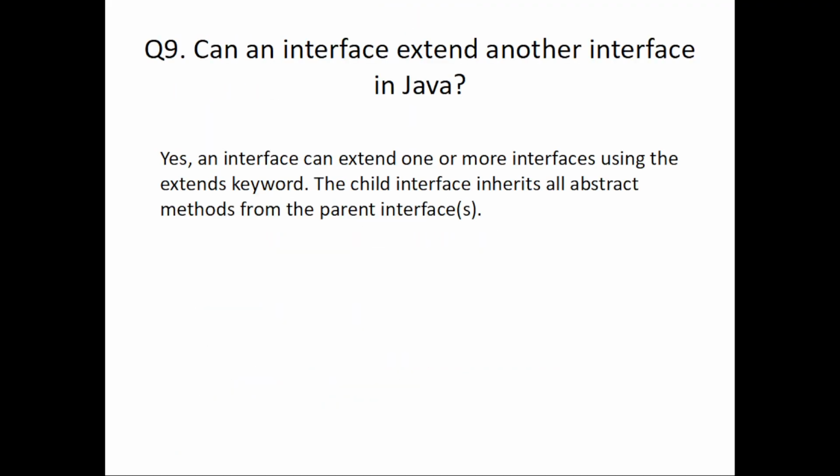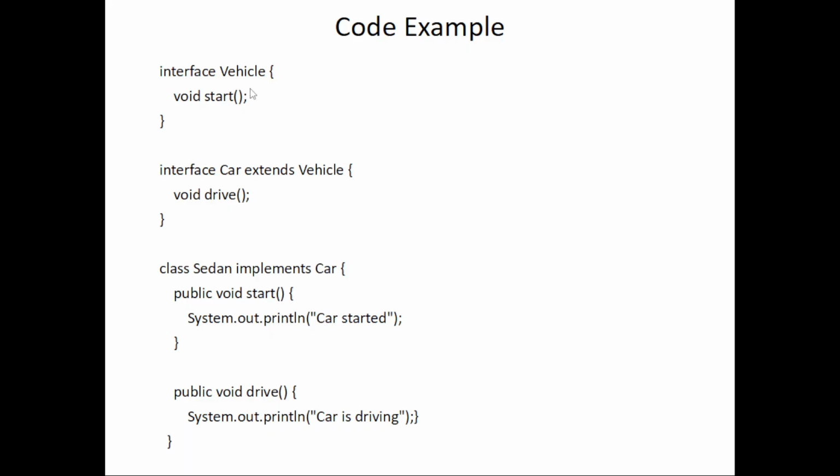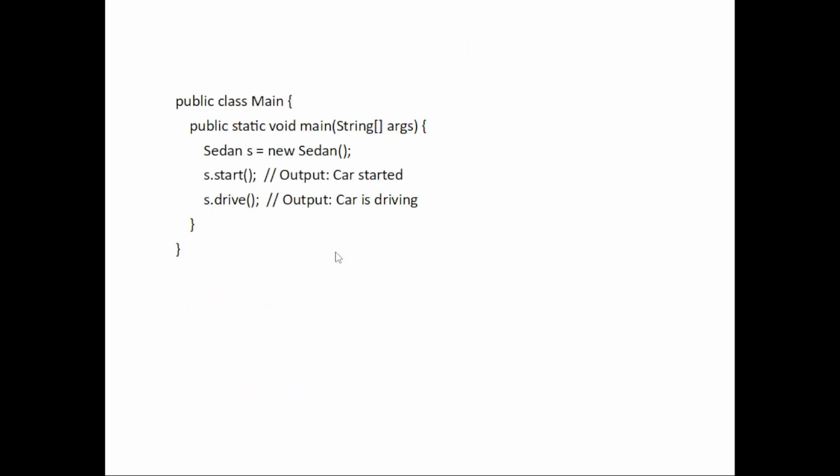Can an interface extend another interface in Java? The answer is yes. In Java, an interface can extend one or more interfaces, and this allows us to build flexible hierarchies of behavior. Let me show you an example. We have this Vehicle interface, and here the Car interface extends the Vehicle interface. So it inherits the method start, and here the Sedan class implements the Car interface, so it must provide implementation for both methods start and drive. In the main method, we are creating an object of the Sedan class and calling the start method and drive method. This is similar to class inheritance, but in interfaces, multiple inheritance is allowed.